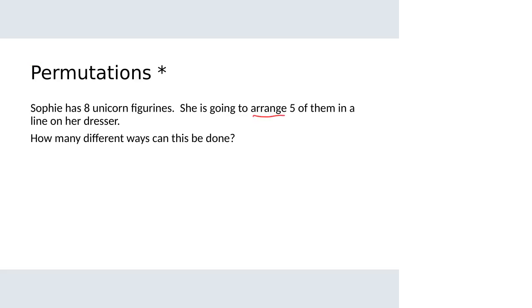Notice, she's going to arrange these on her dresser, which means if she puts the unicorns this way, A, B, C, D, E, they're going to look different than E, A, B, D, C. Because it will look different, there's a change. If the order changes, something's different about this. So order matters, and that's how we know we have a permutation. Okay.